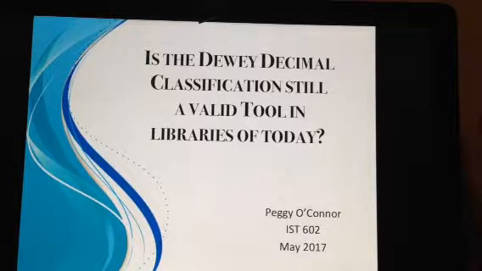Information and organization. How do we organize things? But as I did my research, as I read papers and found out more about this, my title changed a little bit. And here we go. Is the Dewey Decimal Classification still a valid tool in libraries of today?